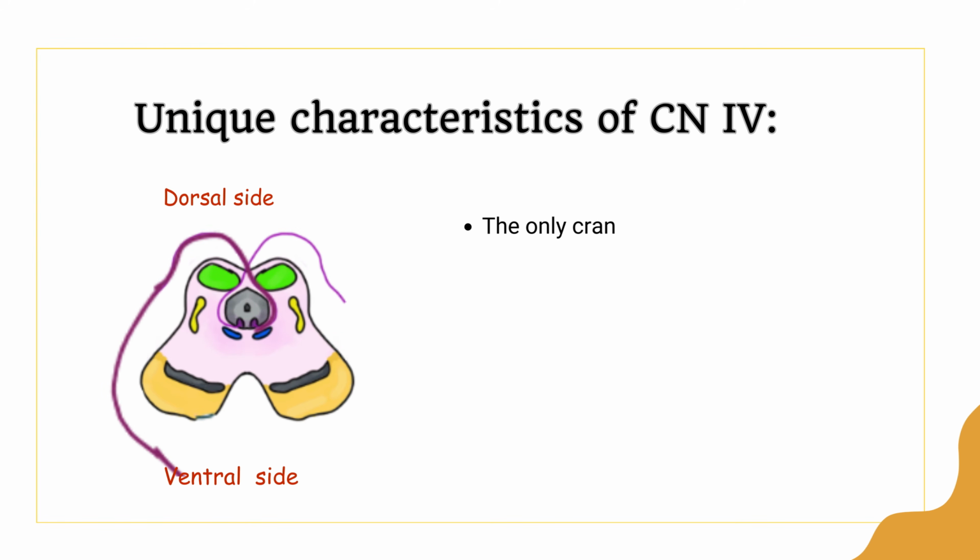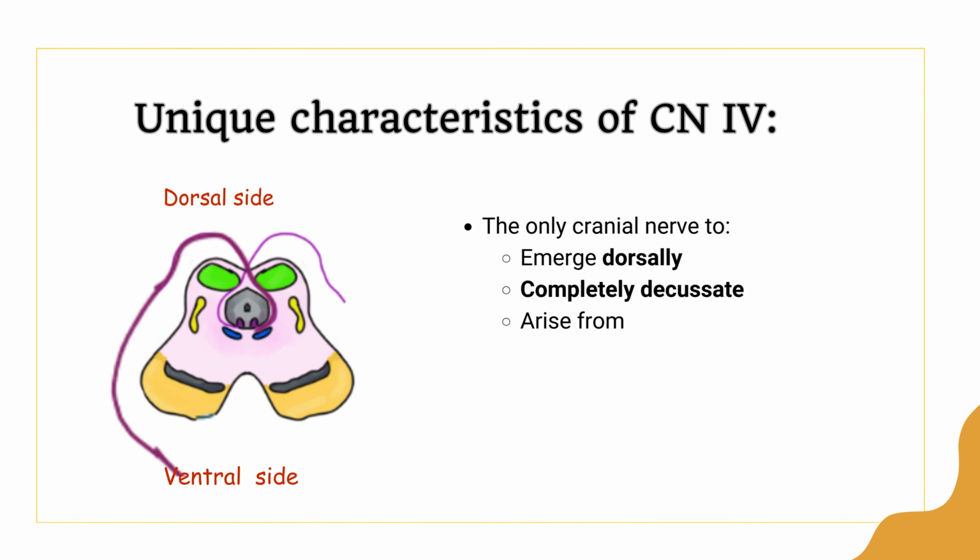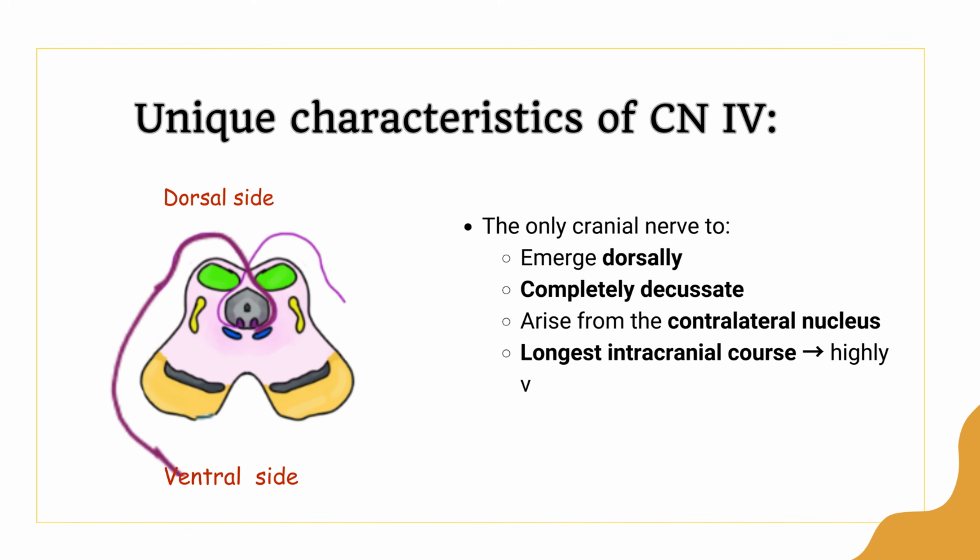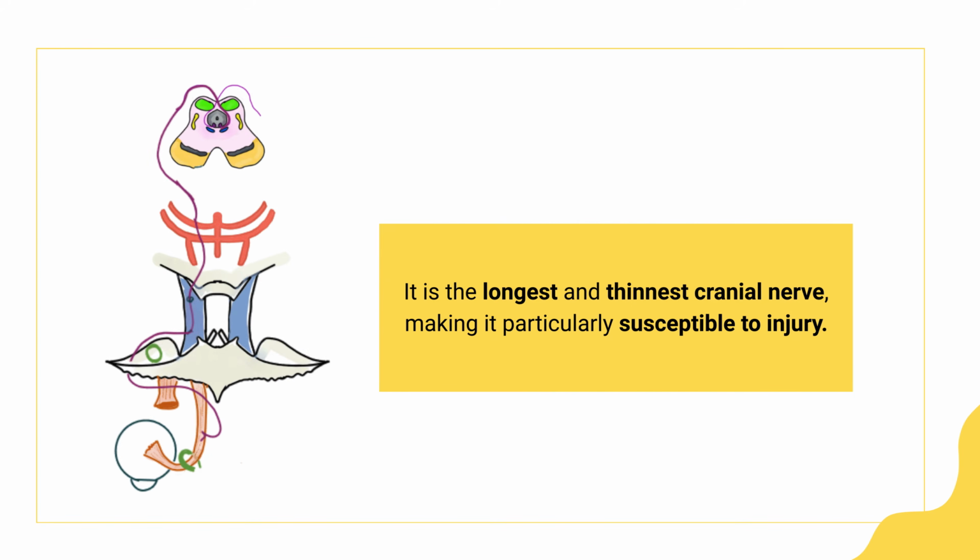The fourth nerve is unique for several reasons. It is the only cranial nerve to emerge from the dorsal surface of the midbrain and it arises from the midbrain. It completely decussates, meaning the nucleus of one side supplies the contralateral superior oblique. It has the longest intracranial course of all the cranial nerves and it has the smallest number of axons, making it the thinnest cranial nerve as well. Because it is long and thin, the trochlear nerve is particularly susceptible to injury following trauma.